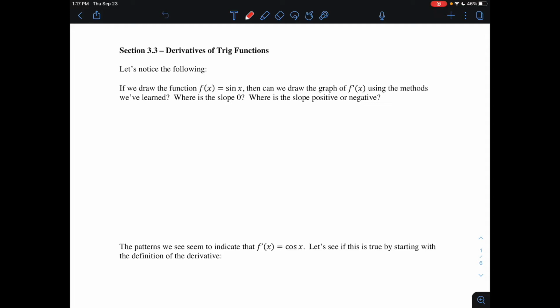Section 3.3, Derivatives of Trigonometric Functions. We're going to start by just looking at the sine function to begin, and we're going to draw that function, just one period of it. And then we're going to apply something that we did in previous examples of looking at a graph and trying to think of where the graph is increasing or decreasing, or how that translates to where the slope is positive, where the slope is negative, and then also where the slope is 0.